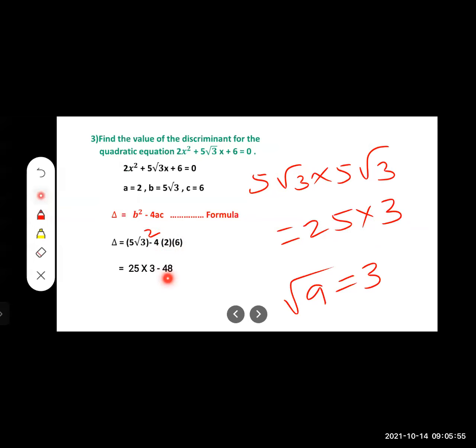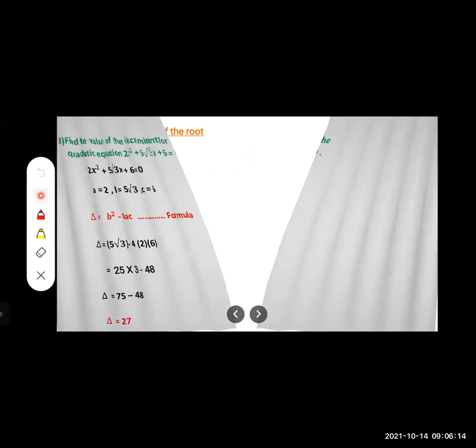Clear, children? So here only you have to give concentration. When 5 root 3 the whole square comes, do this multiplication properly. Don't make any mistakes over here. Clear, students? Yes. Then we'll go to the next one.